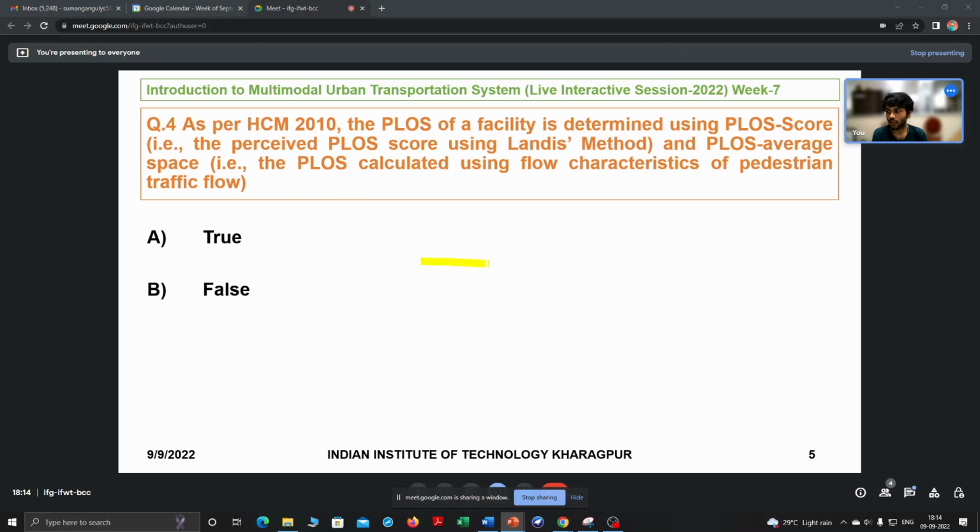So this is a link, this is a link, this is an intersection. If you add them up, you will get a segment, and then it is called a facility.